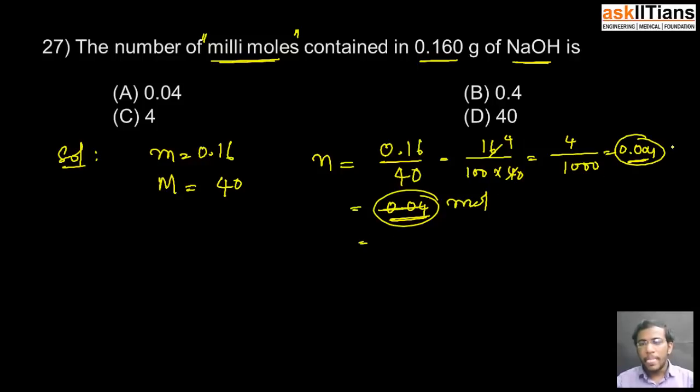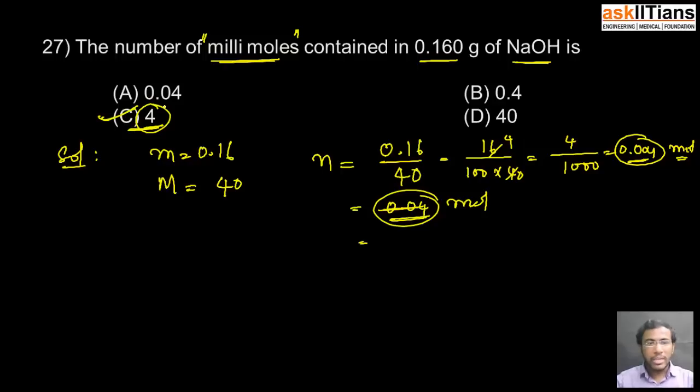So this is actually the number of moles, but here it is asked to find the millimoles. So convert the moles into millimoles. You just need to multiply this by 1000 to get millimoles. So 4 millimoles is going to be your answer. C is the correct option.